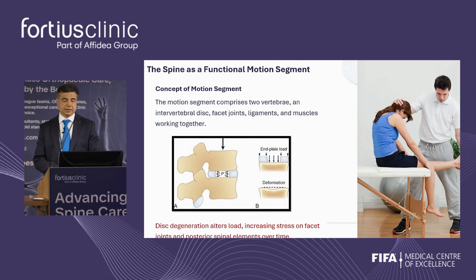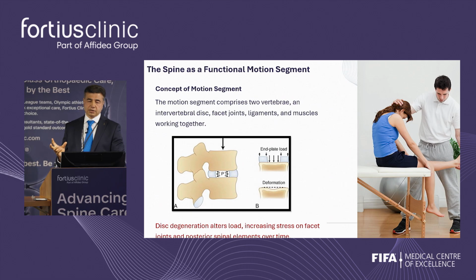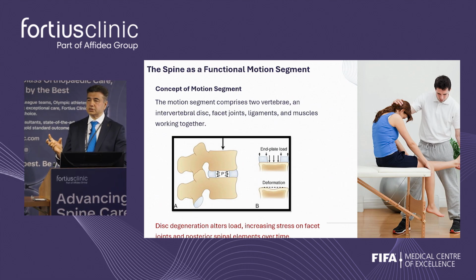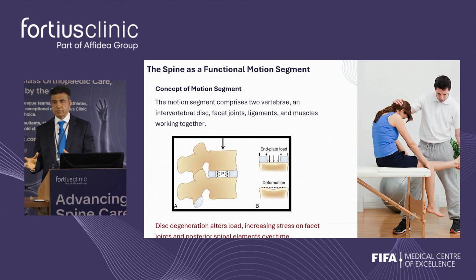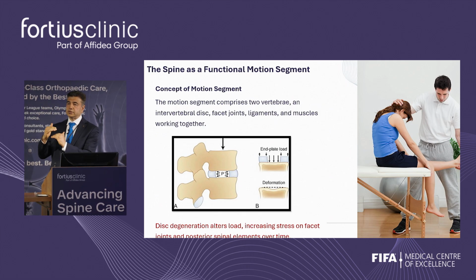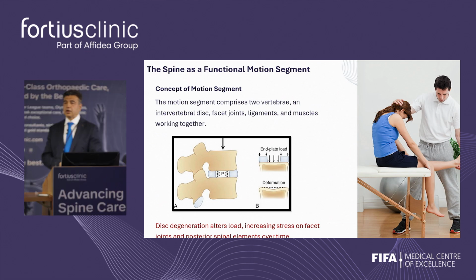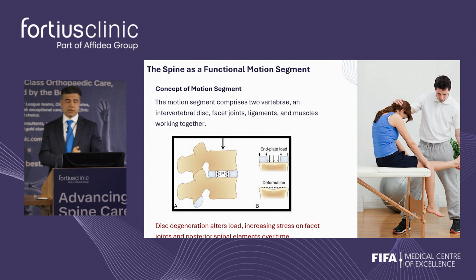So if we see here, we define the spine as a functional motion segment. We never talk about the individual disc or individual facet or the level. We always talk about a segment. And the segment of the spine consists of two vertebral bodies with the intervening disc. And on the back, we have a facet joint. In between, there is a spinal canal.